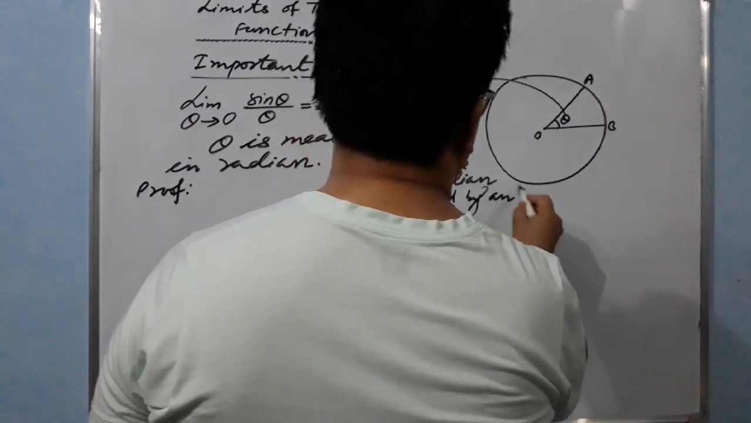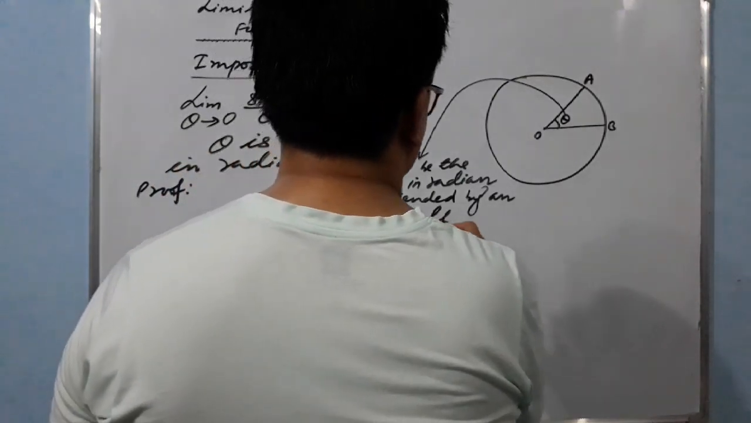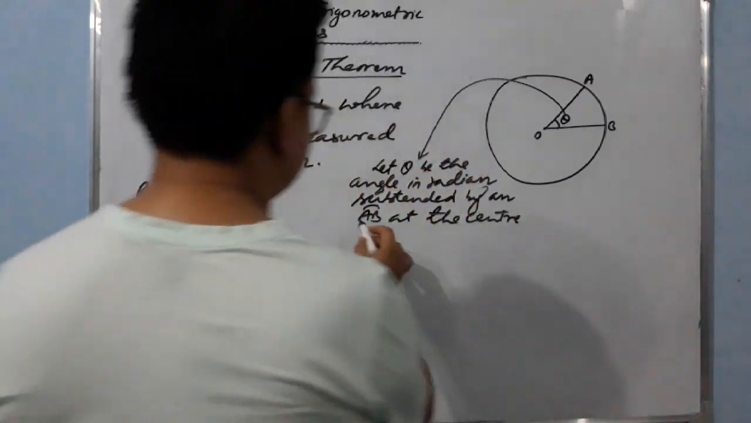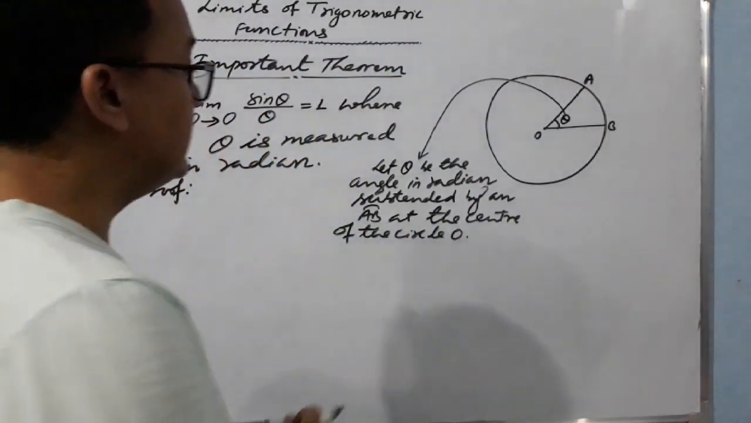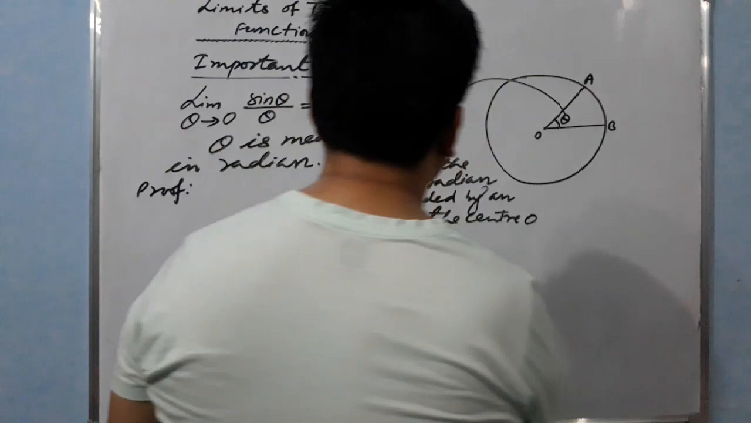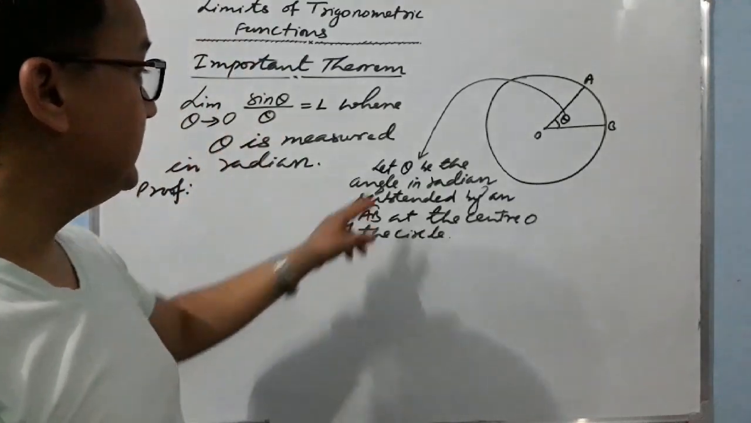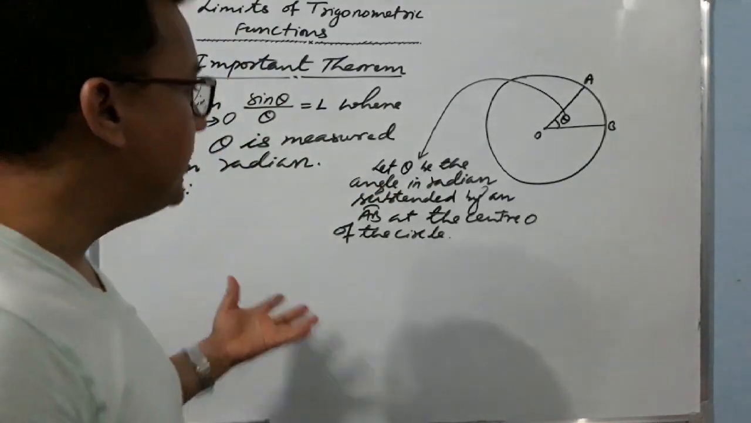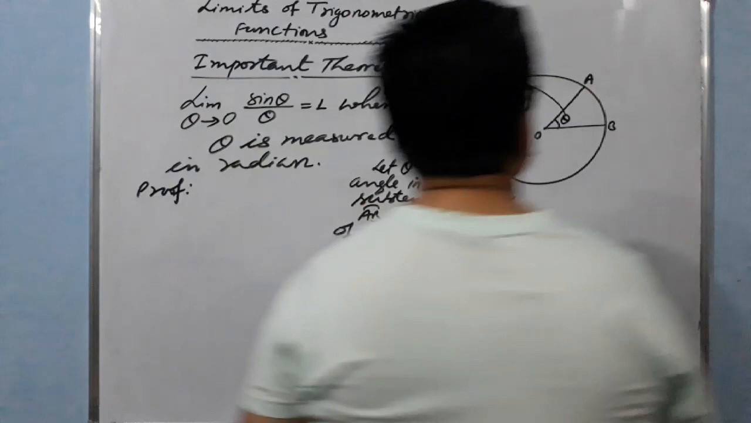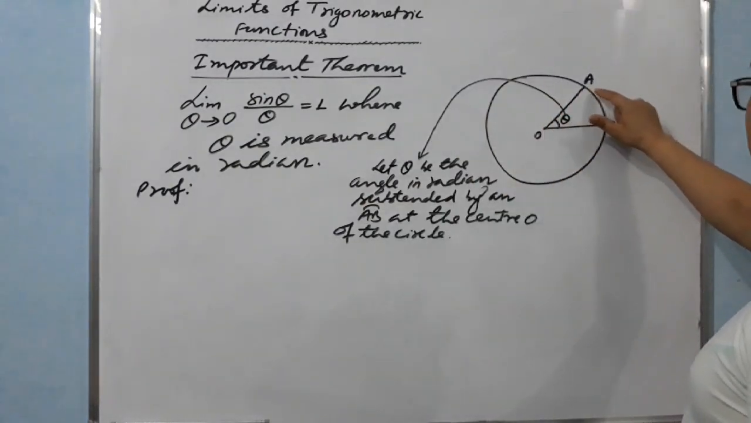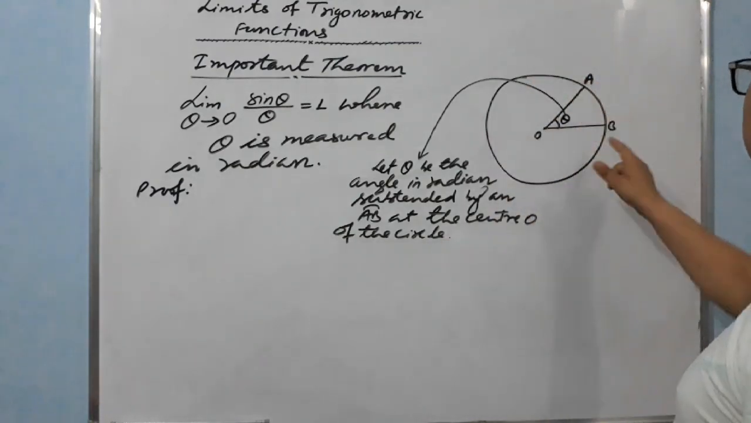Subtended by an arc AB. Let's suppose AB is at the center O of the circle. Let theta be the angle in radian subtended by an arc at the center O of the circle. Okay, it's clear. Arc is this one.